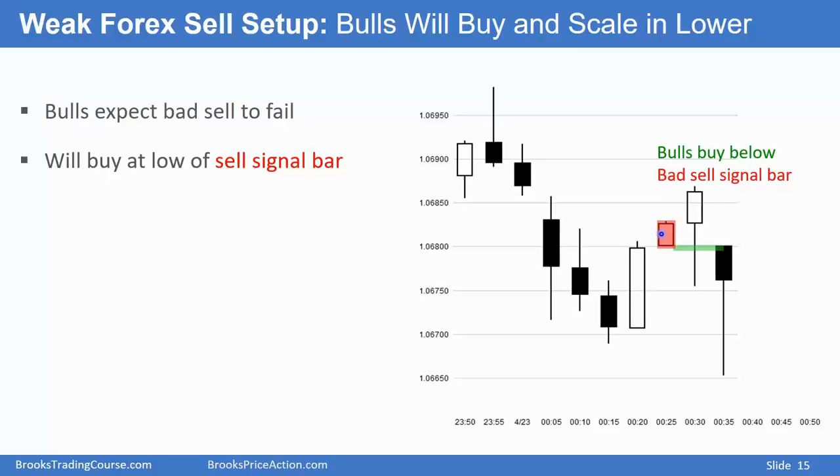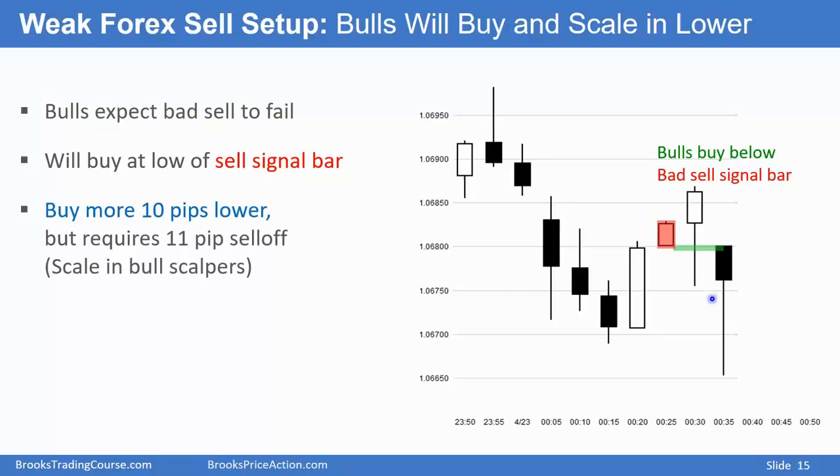A bad sell signal bar, and therefore a lot of bulls will buy at that low, betting that the bear breakout will fail, and they'll look for a scalp. They might buy more 10 pips lower, but it requires an 11 pip sell-off for them to be able to scale in 10 pips lower. These are scale-in bull scalpers. Here we got a 14 pip sell-off. Bulls who bought this low, betting on the bad bear flag, buy more 10 pips lower. It fell 14 pips, so they would have been filled.